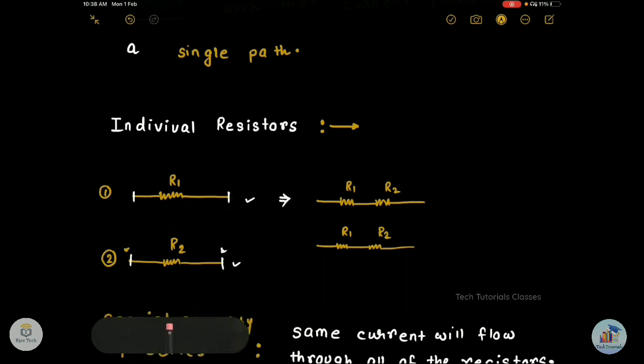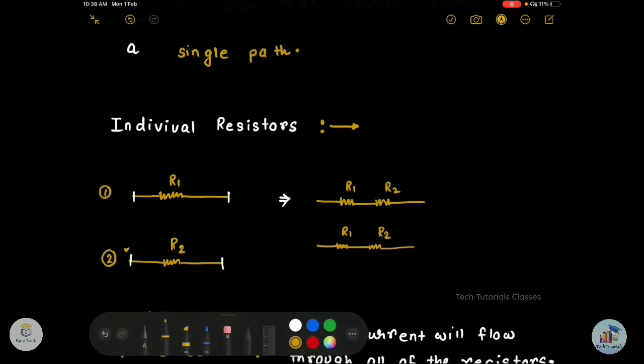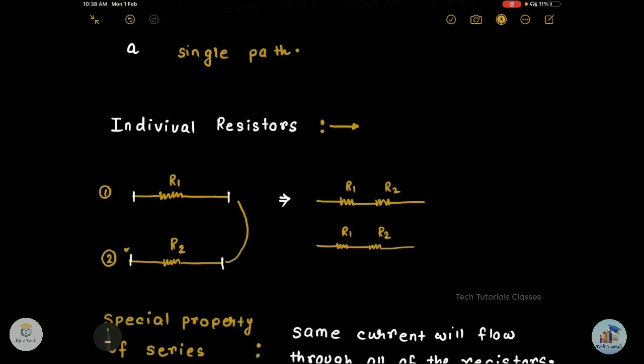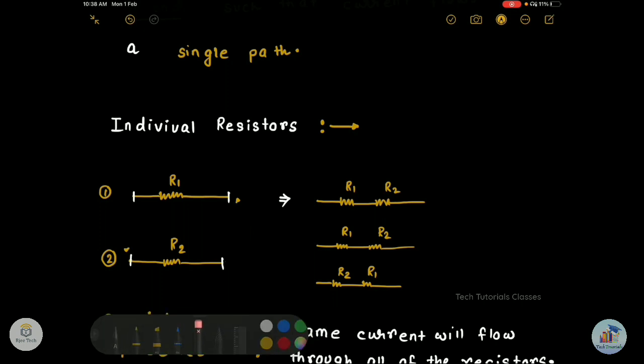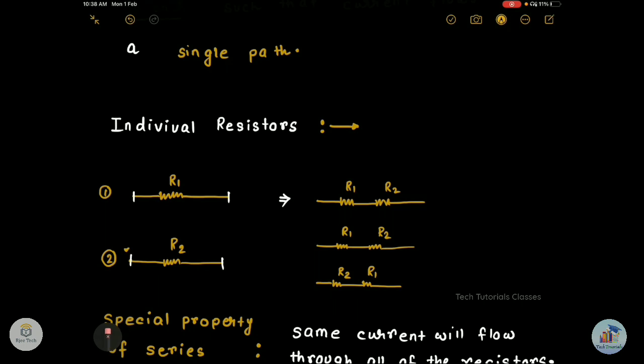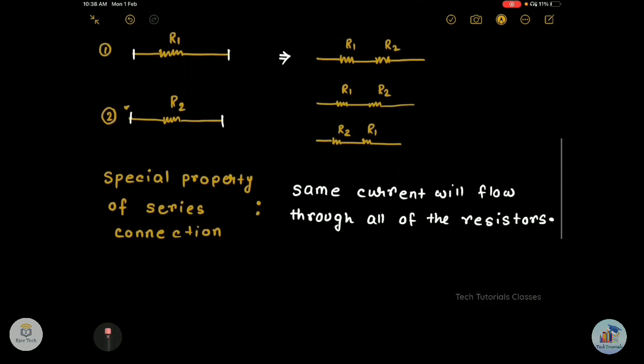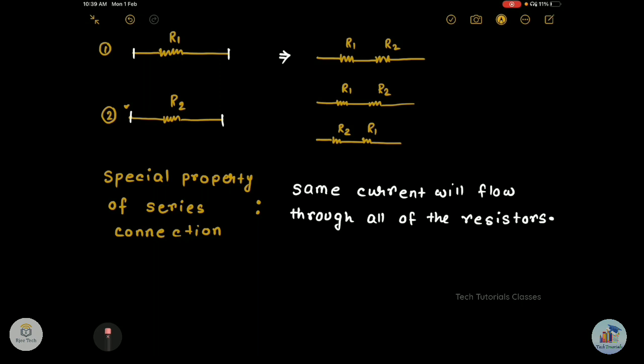Okay, and suppose you want to connect R2 to R1. So that also can be done. Suppose you want to connect this end of R2 to the other end of R1. So this will also be a series connection. That means this will be R2 and this will be R1. So remember that the series connection occurs when the individual circuit elements, that is the resistors, are connected end to end. Okay, now we come to the special property of series connection.